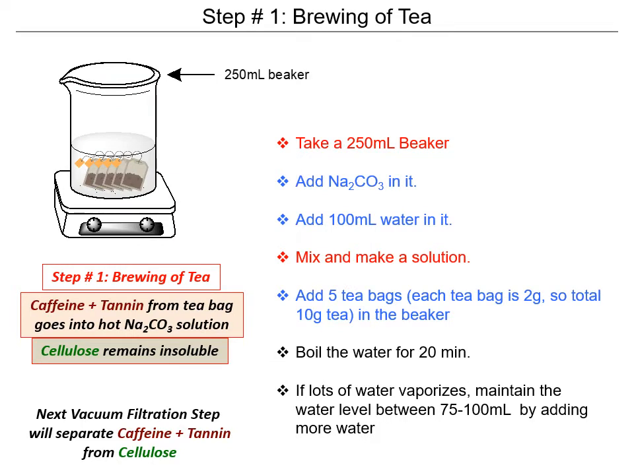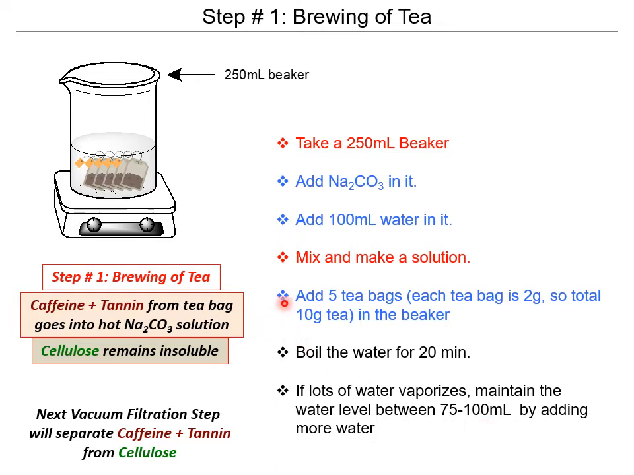So the first step in this procedure is to brew some tea. So you take your beaker and you add your sodium carbonate and some 100 milliliters of water. You want to mix the solution well, and then add your 5 bags of tea, which should be approximately 10 grams. You would normally want to weigh it on the scale to figure out it's about 5 bags, right? You want to boil the solution for 20 minutes to get everything out of the tea bags, right? You also want to watch out that not too much of the water evaporates. If it does, make sure to add some more to maintain about 75 to 100 milliliters in the beaker.